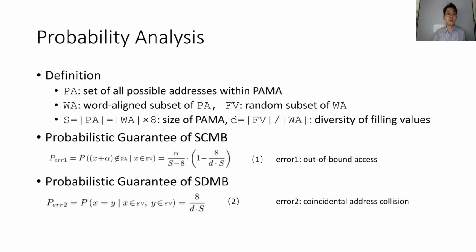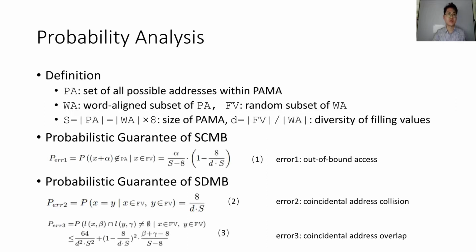The second type of error is coincidental adjacent collision, whose probability is calculated by equation 2. The third type of error is coincidental adjacent overlap, whose probability is calculated by equation 3. The detailed proof can be found in our paper.